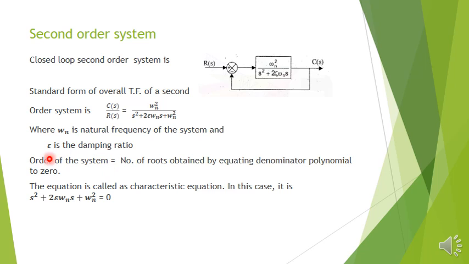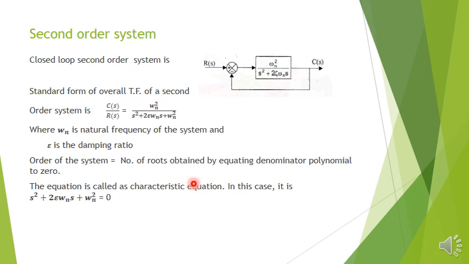Now, the order of the system can be represented in another way. The order of the system is also equal to the number of roots obtained by equating the denominator polynomial to 0. So in this transfer function, what is the denominator polynomial? s square plus 2 zeta omega n s plus omega n square. This equation, s square plus 2 zeta omega n s plus omega n square equal to 0, is called the characteristic equation.